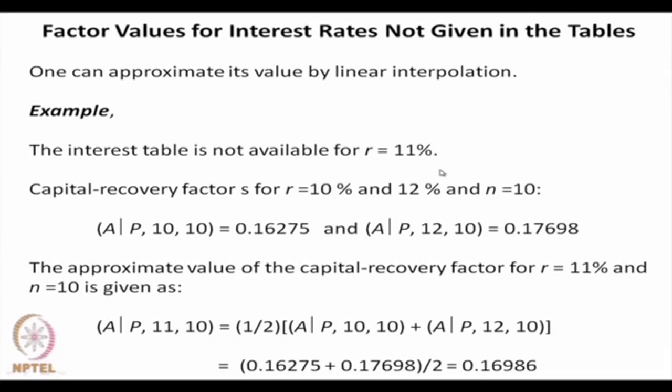Now, sometimes tables are not available for certain interest rates. For example, in this case we have taken r equal to 11%, for which the table values are not available. For r equal to 10% and for r equal to 12%, the values are given for n equal to 10. The capital recovery factor is 0.16275 for 10%, and for 12% it is 0.17698, but we are required to find it for 11%. If you have a calculator, fine, go ahead and do it. Else, one can approximate the value of A given P, 11, 10 by linear interpolation.